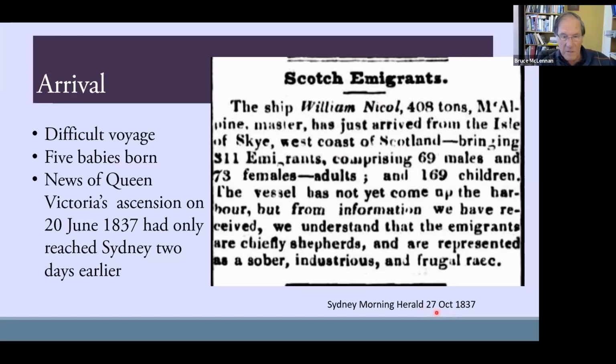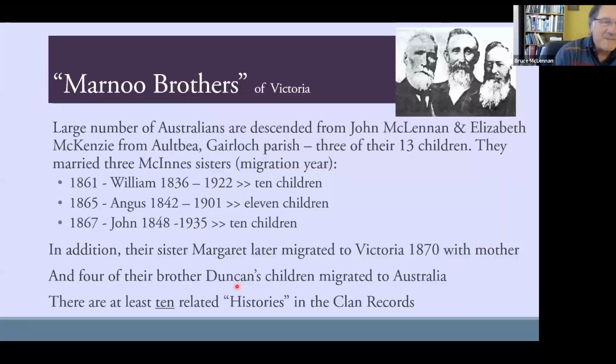They arrived on the 27th of October 1837, and only 2 days before that had the colony learnt that Queen Victoria had ascended to the crown back in June of that year. How long is that? Hey, there was no email in those days. No Zoom meetings to tell you the Queen's just taken the throne. Look at the time between it. That's a long time.